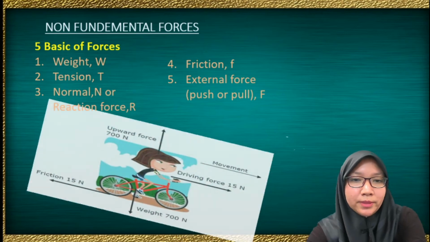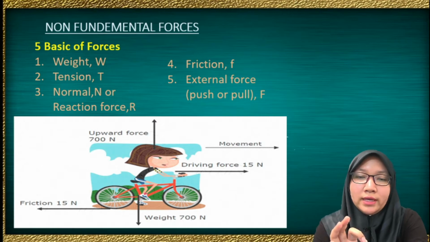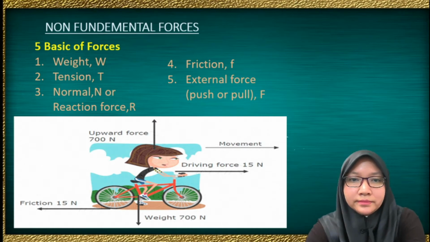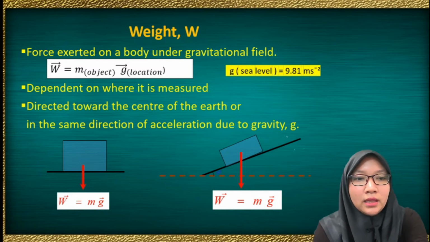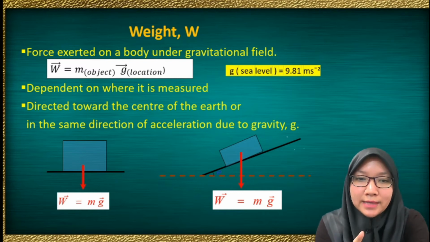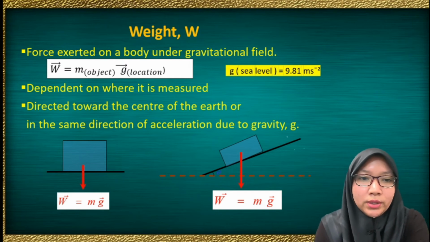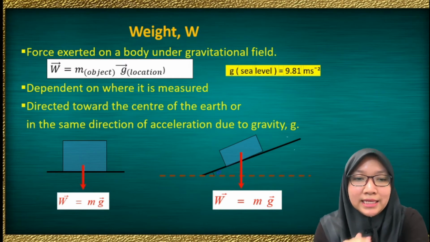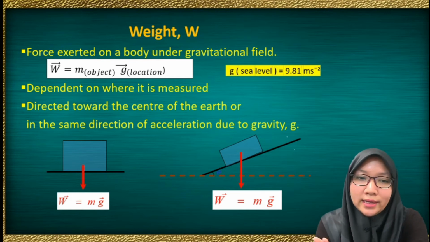So you can see from the picture here, you have a different forces involving a physical touching. Now, let's go to the weight first. Weight is a force that exerted on a body under gravitational field. The equation is weight equals to mass of the objects times the g at the location you measured. For example, we use g of Earth at sea level is 9.81 meter per second squared. So it depends on where it is measured.